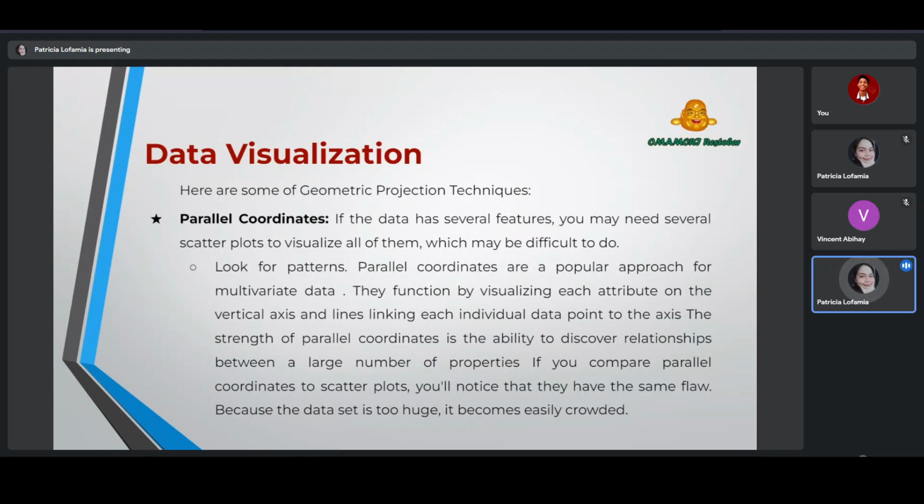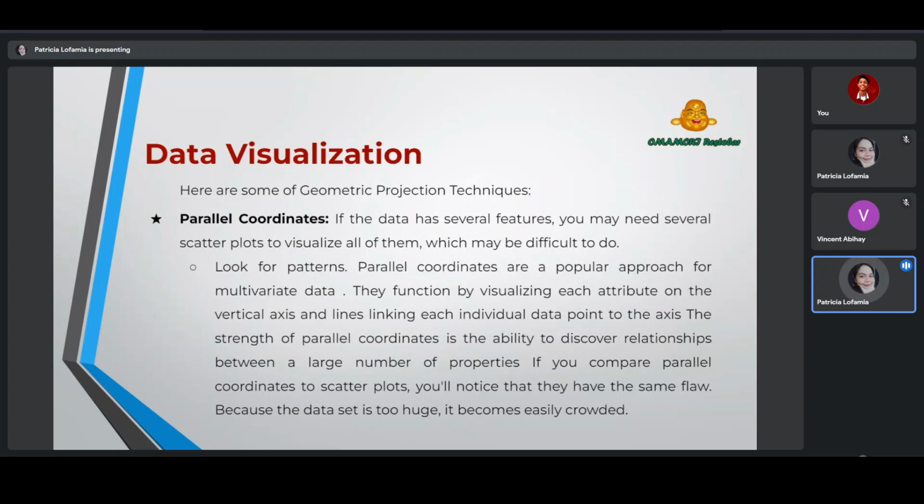Third, parallel coordinates. If the data has several features, you may need several scatter plots to visualize all of them, which may be difficult to do. Look for patterns. Parallel coordinates are a popular approach for multivariate data. They function by visualizing each attribute on the vertical axis and lines linking each individual data point to the axis. The strength of parallel coordinates is the ability to discover relationships between a large number of properties.